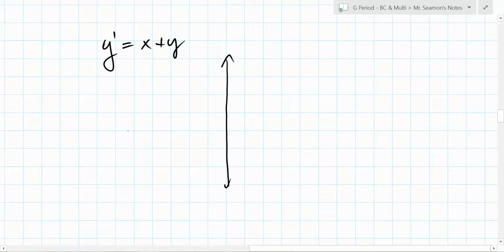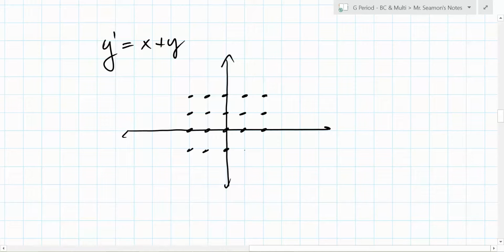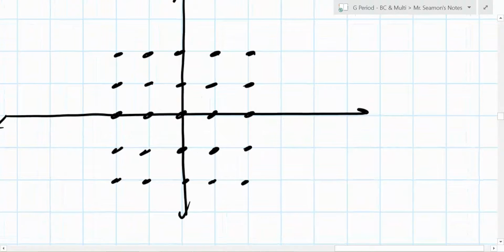So usually you would get values, like 1, 2, 3, I'll do one that's even bigger. And what do you have to do at each of these dots? Calculate the slope, and then what do you draw at each dot? That correlates to that value. So it's x plus y. For example, at 0, 0, it's going to be 0. And then it's going to be 1, and then 2, right? And then -1 and -2.